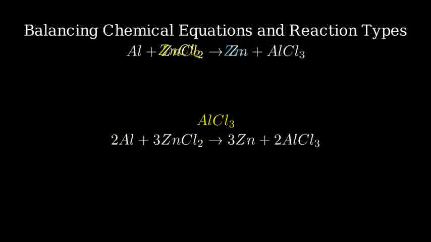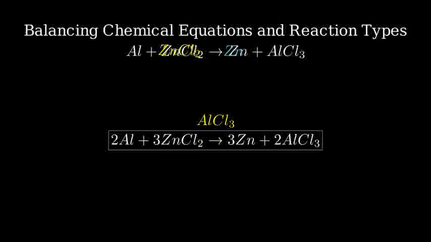By doing so, the number of aluminum atoms on the right becomes 2. To match, we'll place a coefficient of 2 in front of Al on the left. Our balanced equation is 2Al plus 3ZnCl2 yields 3Zn plus 2AlCl3.